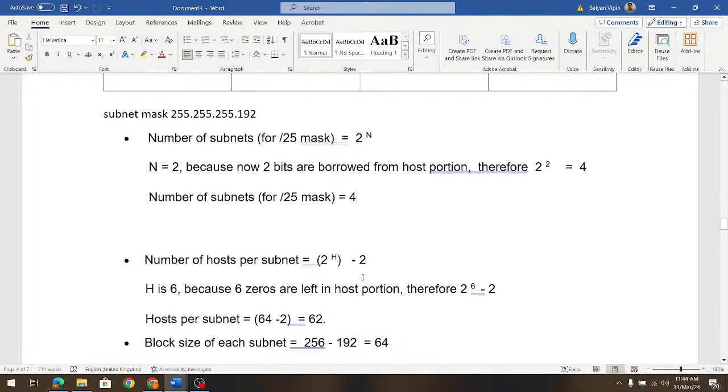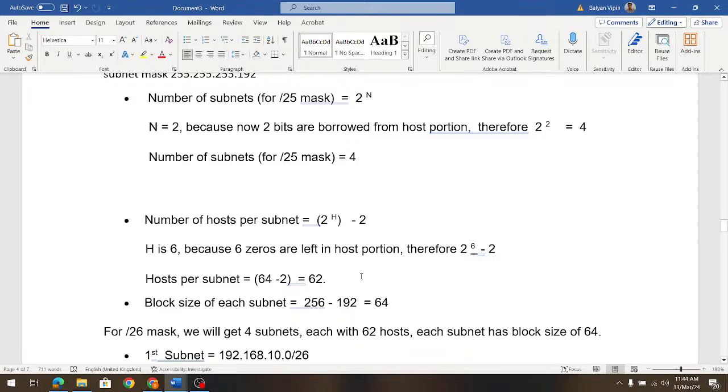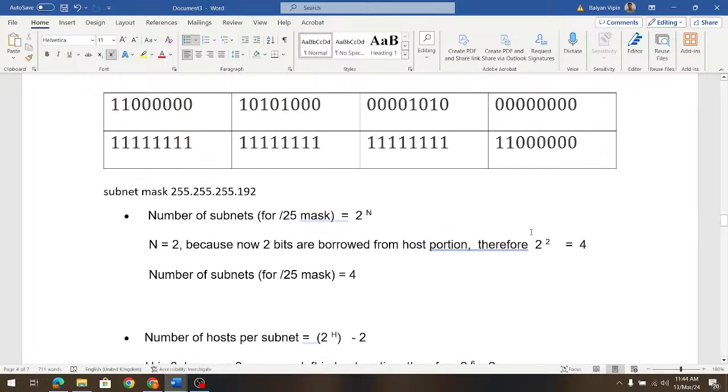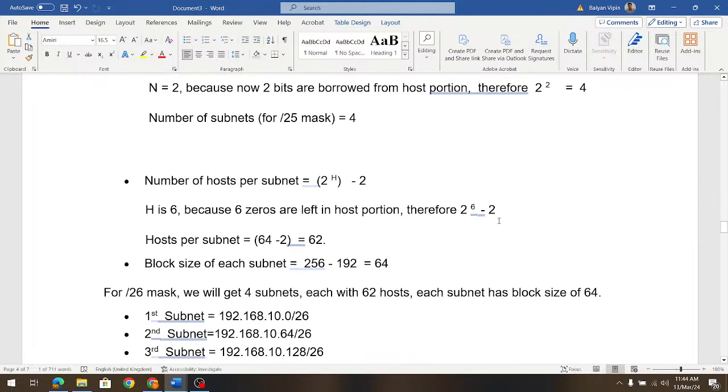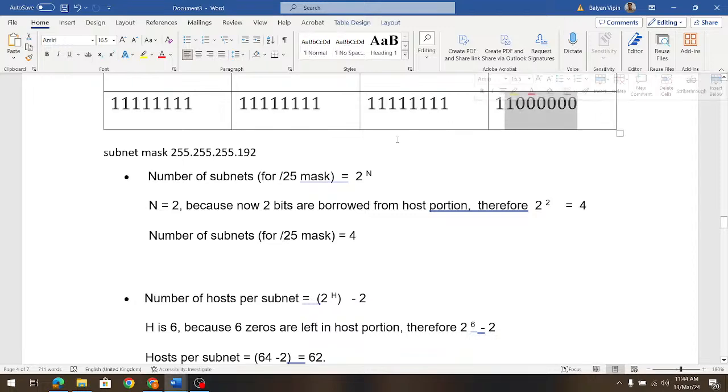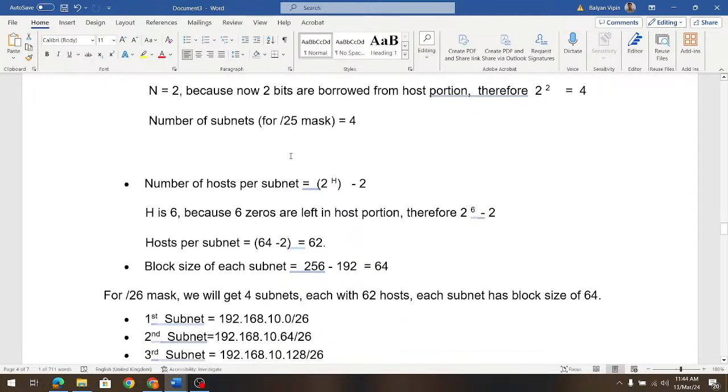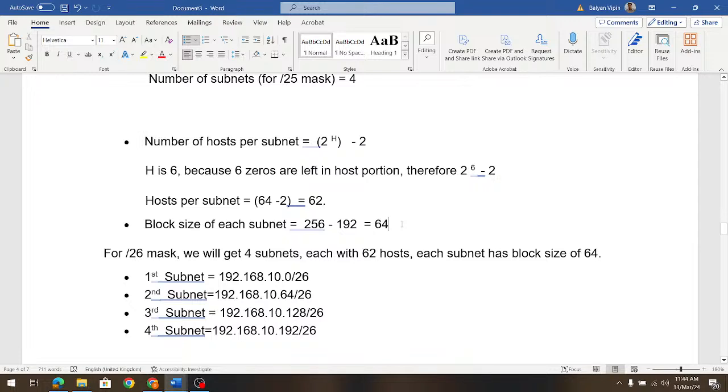The number of hosts per subnet is 2 raised to the power h minus 2. We have 6 host bits, so it is 2 raised to the power 6 minus 2, which is 64 minus 2, equal to 62. The block size is 256 minus the number corresponding to the last octet, so it will be 64. So for a /26 mask, we get 4 subnets, each with 62 hosts and a block size of 64.